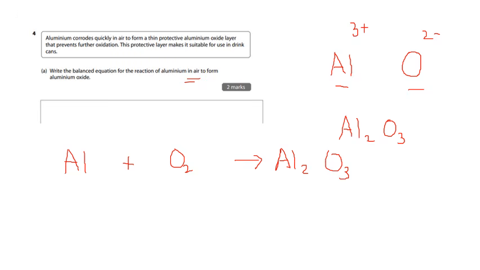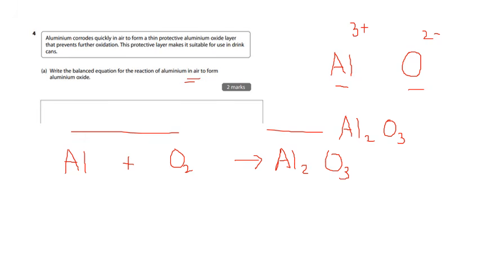Okay, and we need to balance this. How are we going to balance it? Trial and error. You need the same number of aluminiums on this side of the equation, on your reactants, as you do on here. And don't spend too long on it.